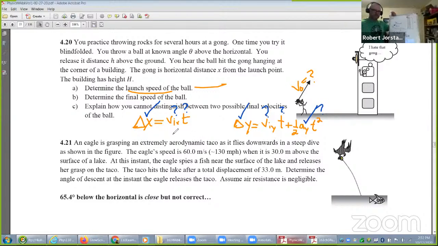So at first it looks like three unknowns, but then I remember this is v naught cosine, and this is v naught sine, and then I'm like, wait a minute. I really only have two things that I don't know, v naught and t. I see two equations, the same two unknowns, v naught and t. That's what gave me the idea to try that.